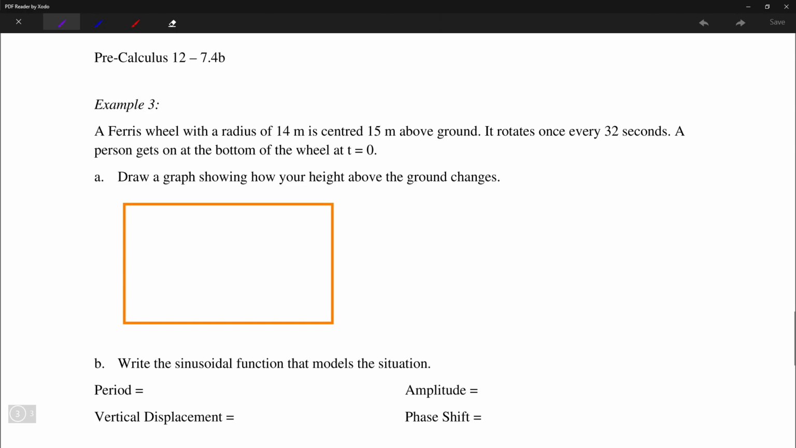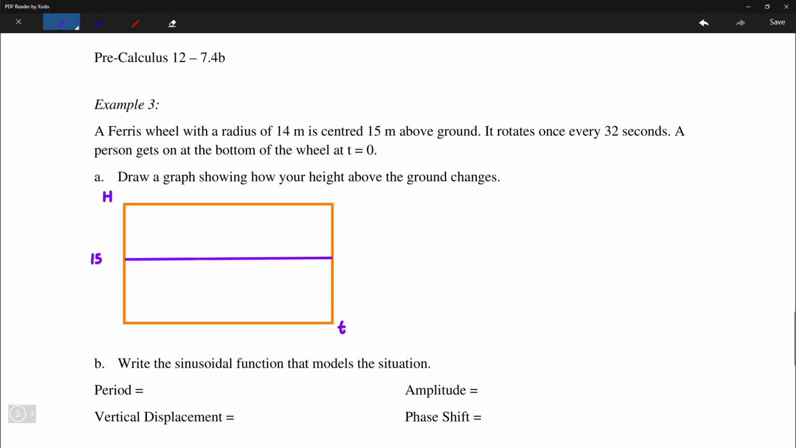Okay, so we are given that the center of the Ferris wheel is 15 meters above ground. So that means our midline is going to be at 15 meters. So again, this is the height. Sorry, that was very poorly written. Okay, so this is the height. This is the time. This is going to be 15 meters.